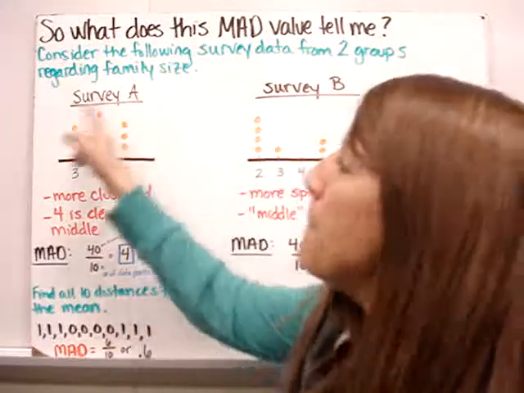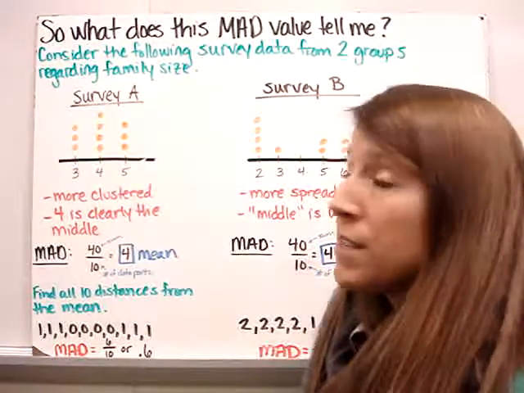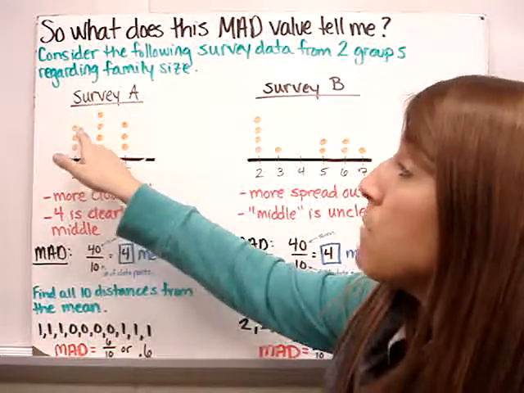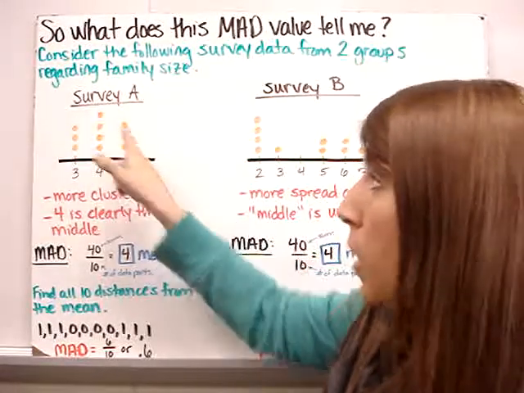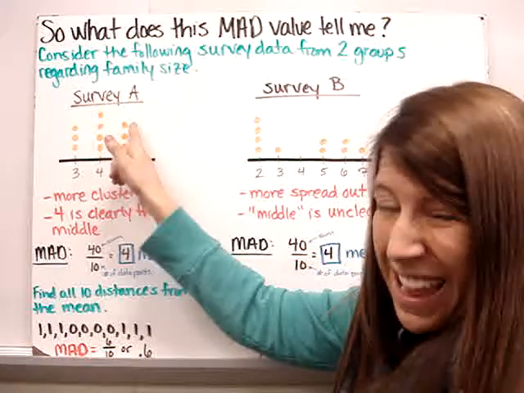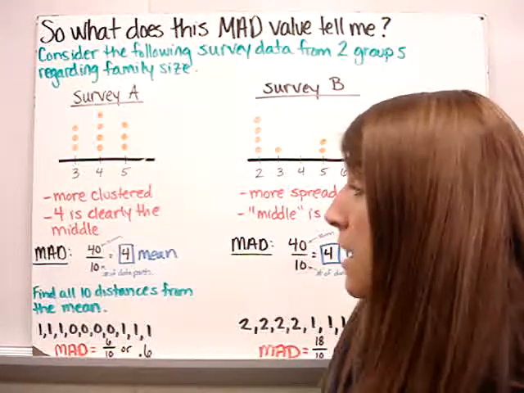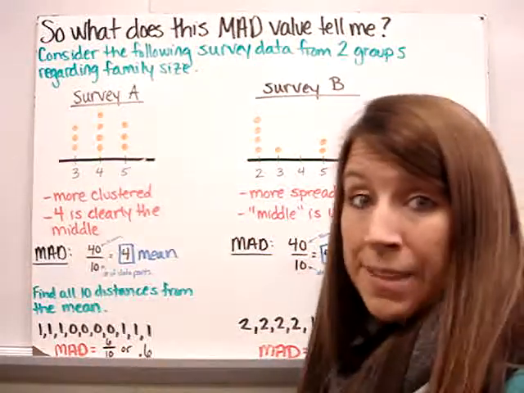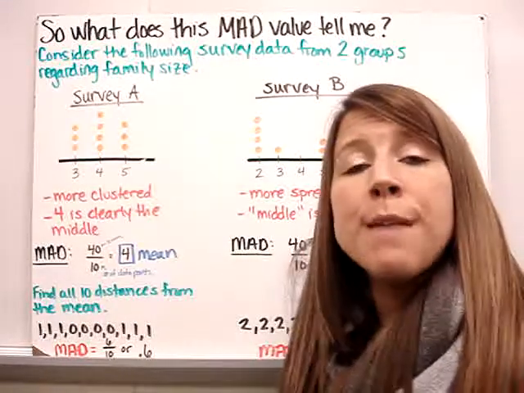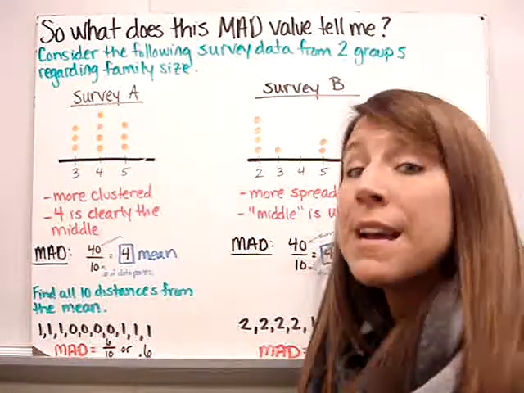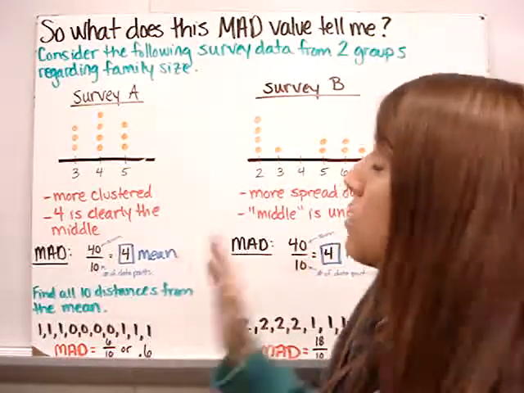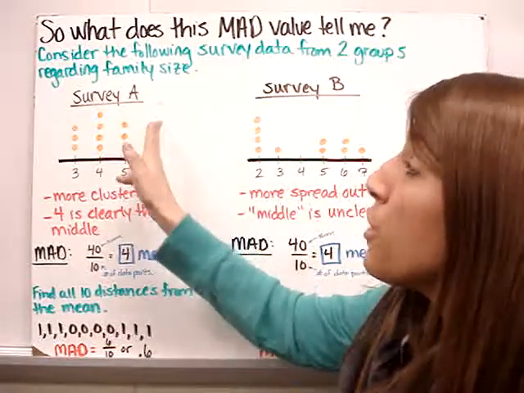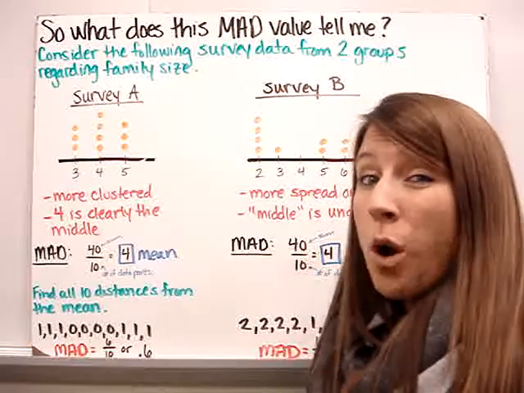Well, let's find the mean of all of these data points first. I'm going to add 3 plus 3 plus 3, plus 4 plus 4 plus 4 plus 4 plus 5 plus 5 plus 5. And that sum of all of those data points is 40. There are 10 data points, so I will divide by 10 to find the mean of my data. 40 divided by 10 is, in fact, 4. So the mean of this survey is 4.